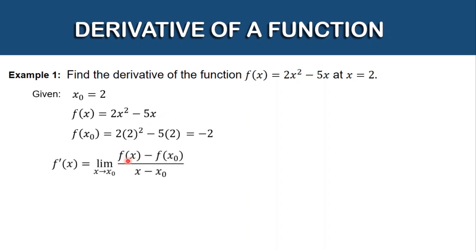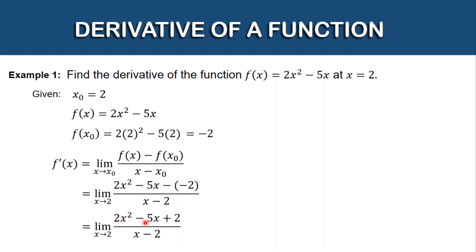We're going to substitute the value of our function f of x in this part. Then dito naman sa part nito, this is negative 2. So we have 2x squared minus 5x minus negative 2 all over x minus 2 as x approaches 2. So simplify lang natin yung nasa numerator. We can multiply negative to negative. That is positive. So 2x squared minus 5x plus 2 all over x minus 2.